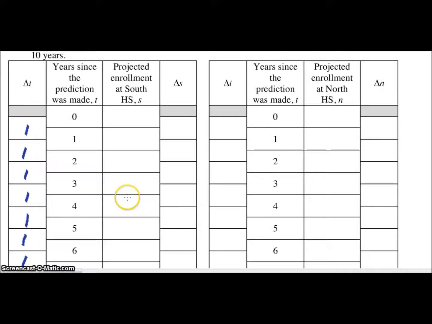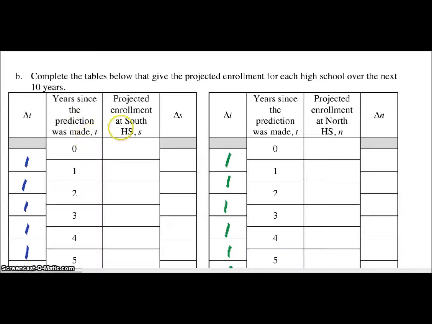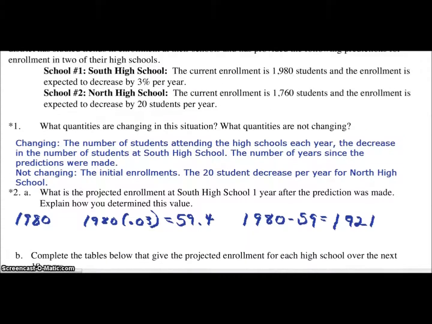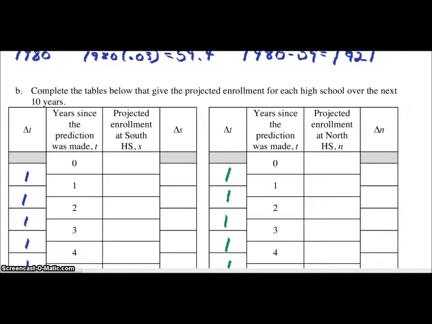Guess we could go ahead and do that for the second table. Let's see, here's years since the prediction was made. Here's the projected enrollment. Remember that in the first year the enrollment was 1,980 students, so we don't have to project that. We already know how many students. We found that this was 1921. To find the next one, I'm just going to multiply 1921 by 3% and then subtract that value from 1921. So I did that just like I did up here.